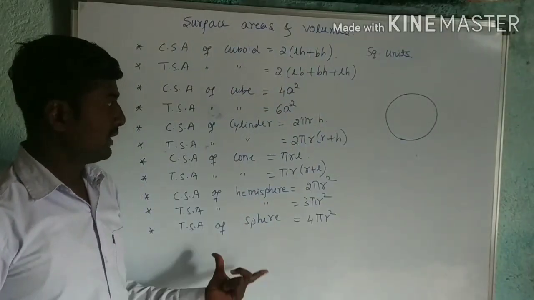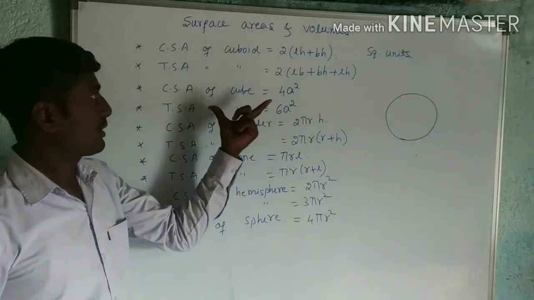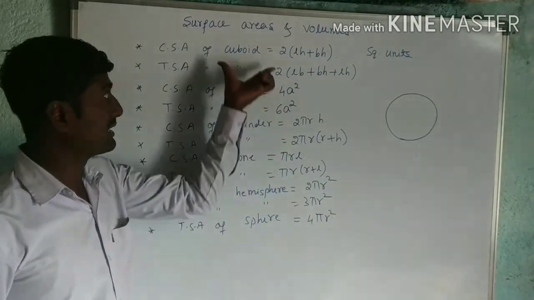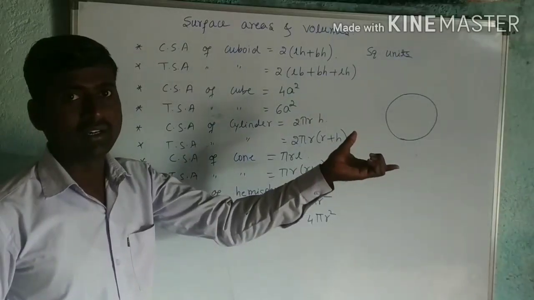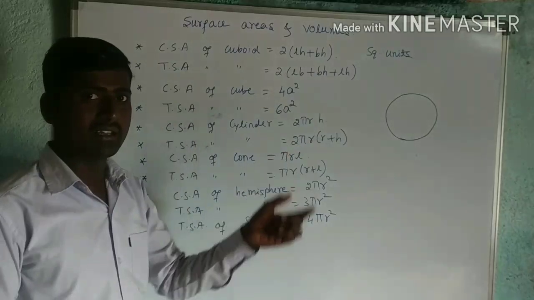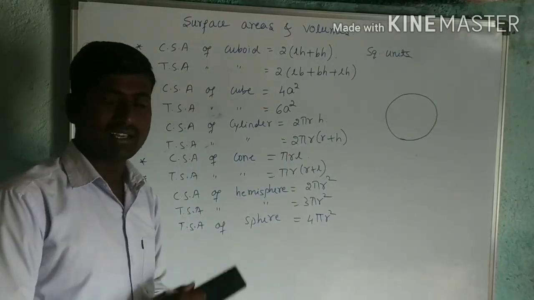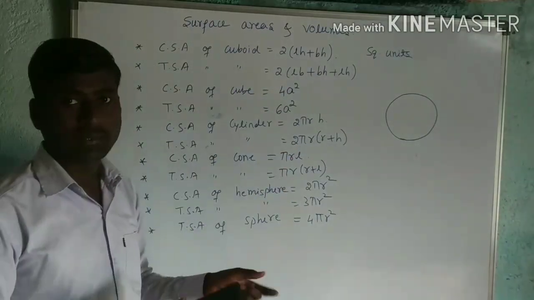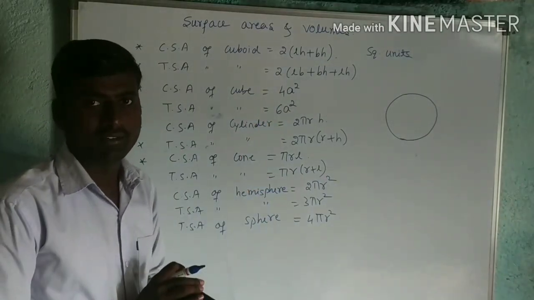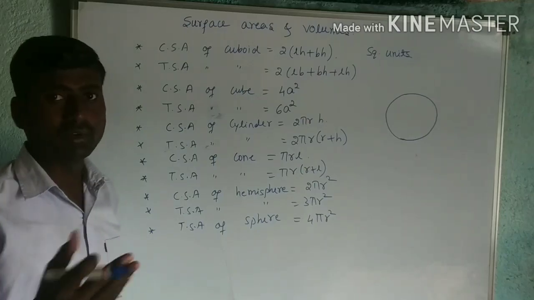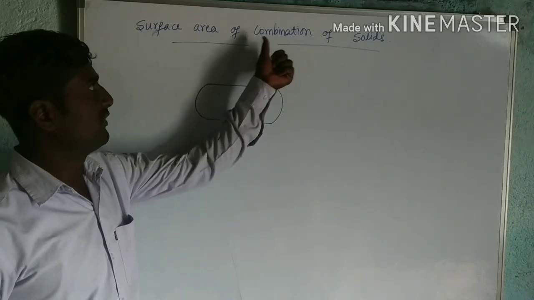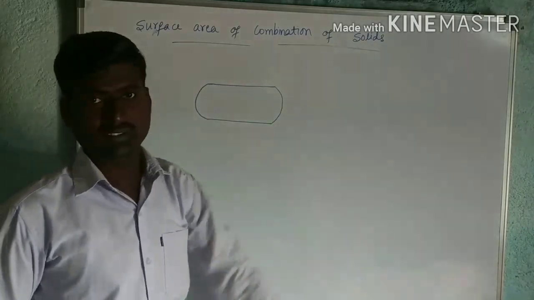Now we shall discuss combination of solids. Separately we have studied the cuboid, which is one solid, and the cube, which is another solid. In the previous class we studied all these solids separately. But now we are going to study these solids in combination. Now let us discuss surface area of combination of solids.